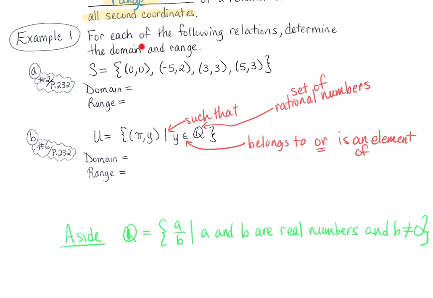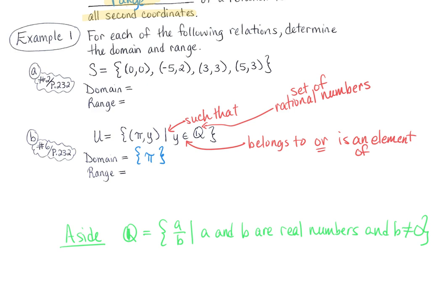Here, for each of the following relations, we have to determine the domain and the range. U is equal to the set of all pairs pi comma y, such that y is a rational number. So, y can be any rational number. Infinitely many possibilities. Is pi ever going to change? No, pi is what it is. So what's our domain? Pi. Very good. I'm just going to put it in set notation because it's the set consisting of pi. Or you could just write pi, whichever one.